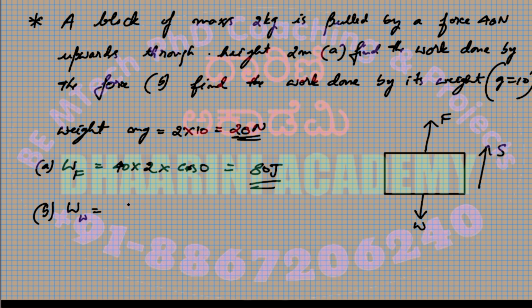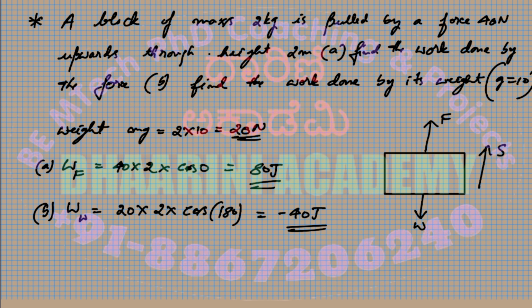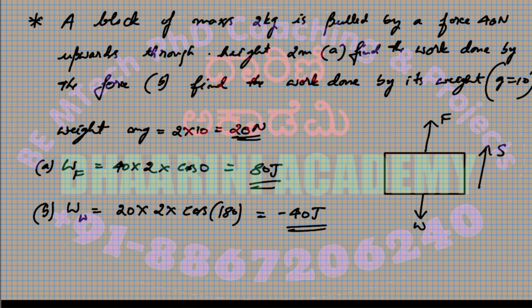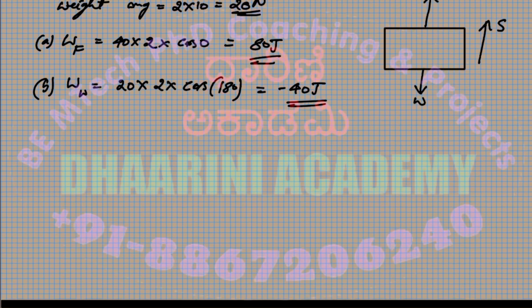But part B is work done by the weight. I'll write W. So that is equal to force. What is the force now? Weight is 20, right? Into the displacement, that is 2. And you see the direction. Weight is downwards, displacement is opposite, right? That means there is a cos 180-degree difference. So this is minus 40 joules, the required answer. Right, next question.